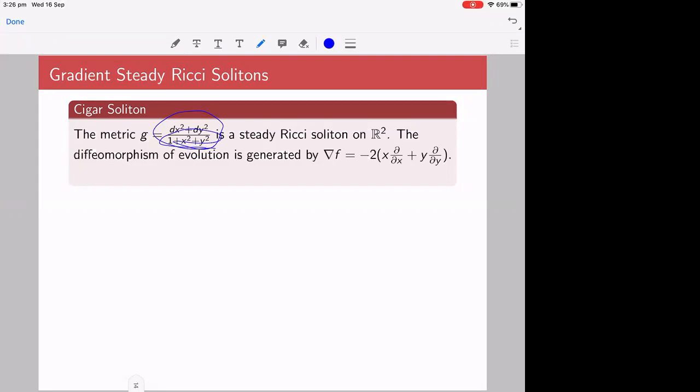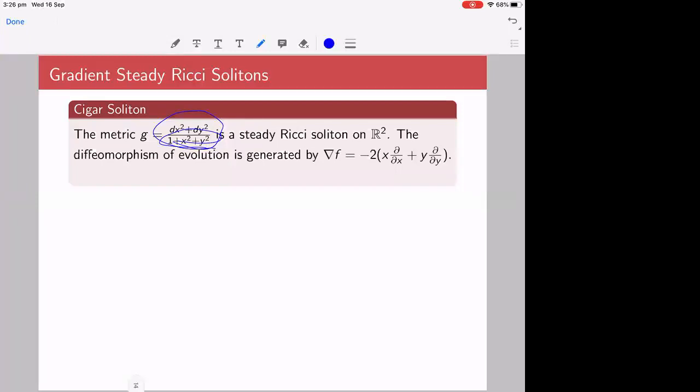Now, by definition, in order to be a gradient Ricci soliton, there needs to be some smooth function f associated to it, and indeed there is one. But as we'll see as we go through this lecture, knowing what f is precisely is nowhere near as important as knowing what the gradient of f is. Because remember, the gradient of f, which is a vector field, is the thing that tells us how this soliton evolves under the Ricci flow.